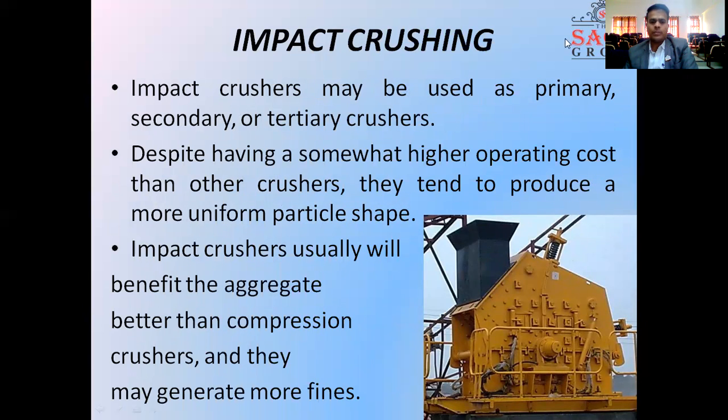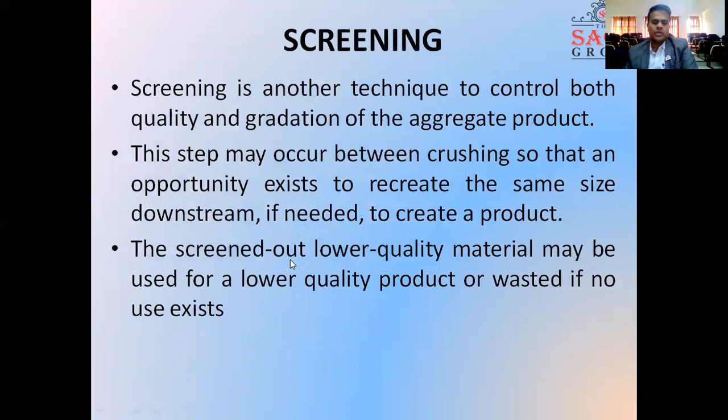This is the picture of an impact crusher. Impact crushers are used in primary, secondary and tertiary crushing. Despite having a somewhat higher operating cost than the other crushers, they tend to produce a more uniform particle size. That means impact crushers have a high operating cost, but the product we get has a uniform particle size. So it has both advantages and disadvantages. Impact crushers usually shape the aggregate better than the compression crusher and may generate uniform particles.